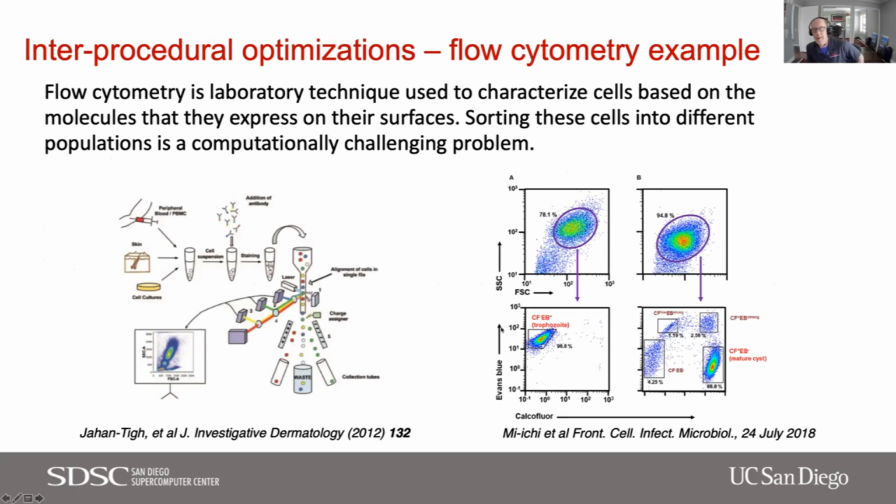So I'm going to go back to a problem I mentioned earlier. This was in flow cytometry. This is a technique used to characterize cells based on molecules that they express on their surfaces. Immunologists use this technique a lot. It can be used for everything from basic research to diagnosing leukemia.